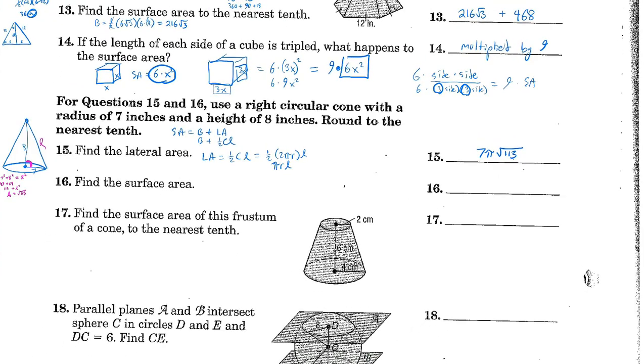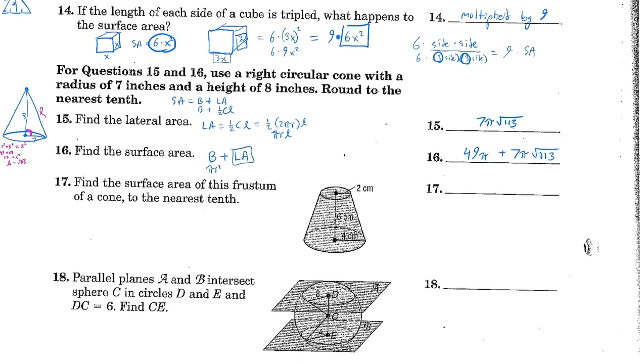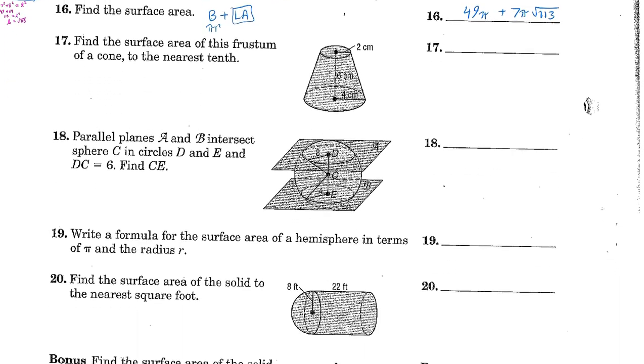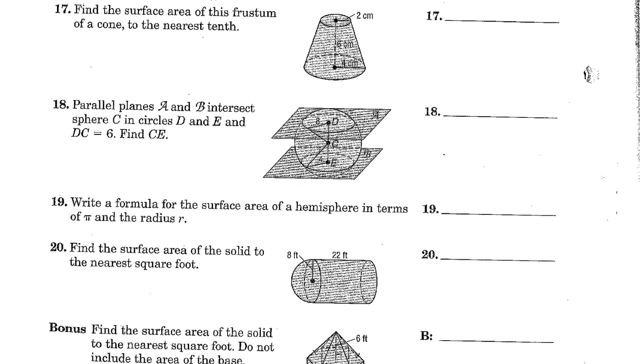Okay, and then it says find the total surface area. Well, the total surface area is just the base plus the lateral area. We already have the lateral area, so all we're adding to it is pi r squared. We know the radius is 7, so that's 49 pi. So we add that base of 49 pi to the lateral area, which we already had was 7 pi root 113. Okay, 17 says, find the surface area of this frustum of a cone to the nearest tenth.